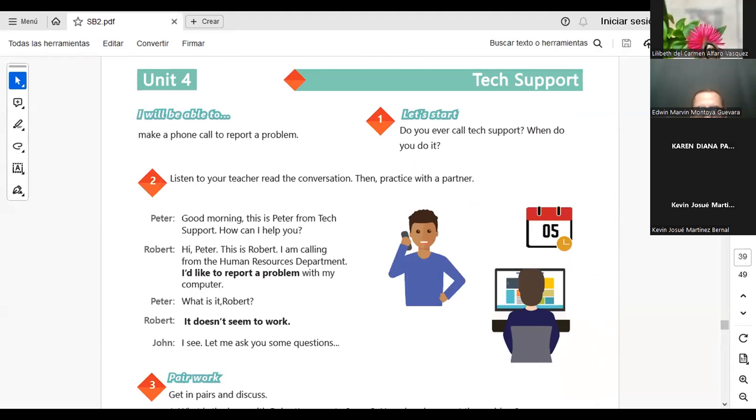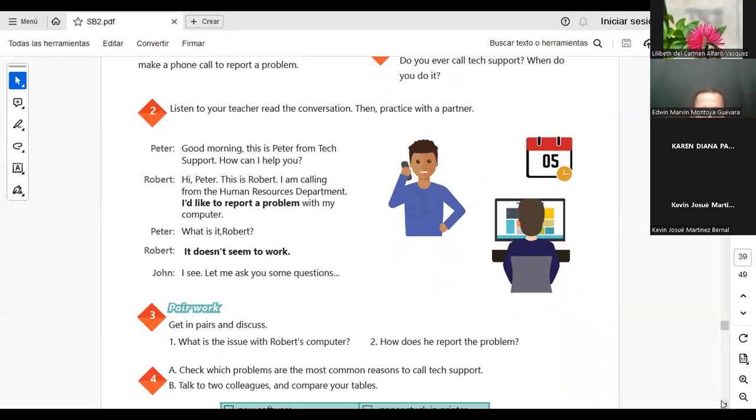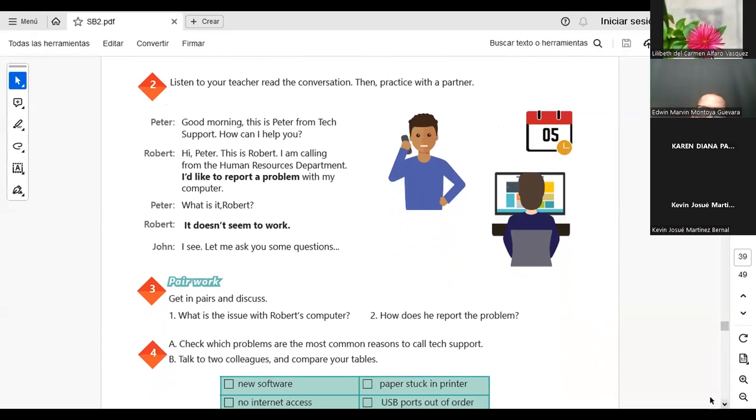Okay, we are going to begin listening to this conversation. Okay, this is Peter and Robert. Okay, and John. Look at this, he is having a phone call. And this person is working on the computer. Now you listen to the conversation and answer this question. What is the issue with Robert's computer? In other words, what happens with Robert's computer? Second question, how does he report the problem?